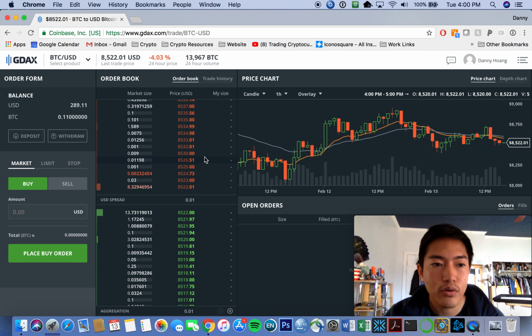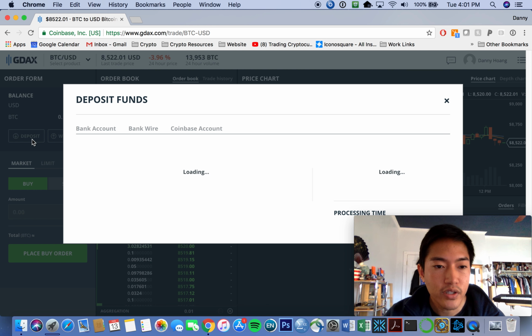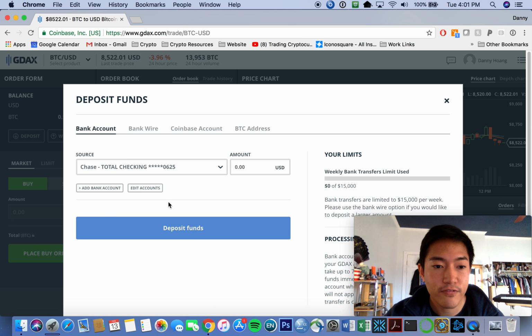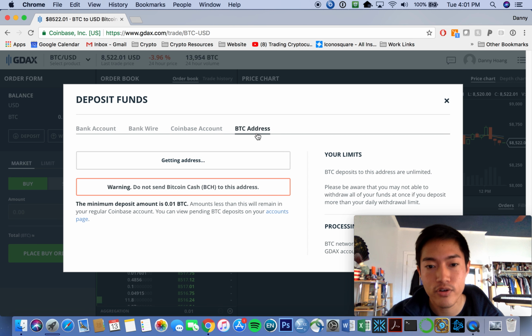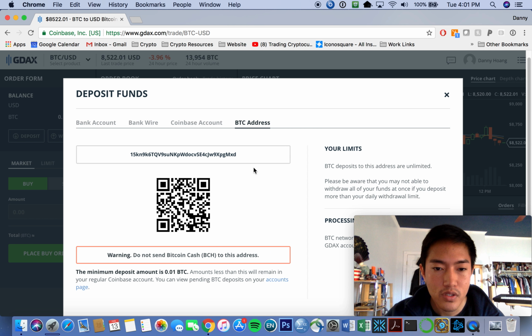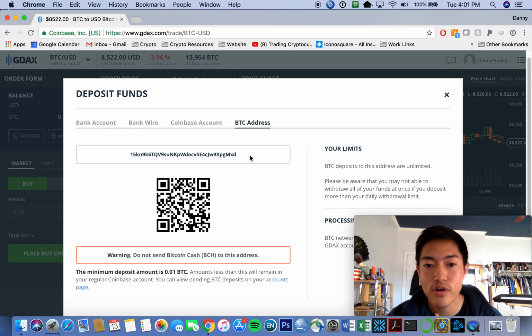Let's talk now about the order form and how to put money onto your GDAX account. To deposit money, you click deposit, and you can deposit funds from your bank account, from your Coinbase account, or from a Bitcoin address. So if you have a wealthy friend who's trying to give you 10 Bitcoin, you would copy and paste this address and email it to your friend. If you're transferring money from a desktop wallet like Exodus, you would copy and paste this into the Exodus send option.